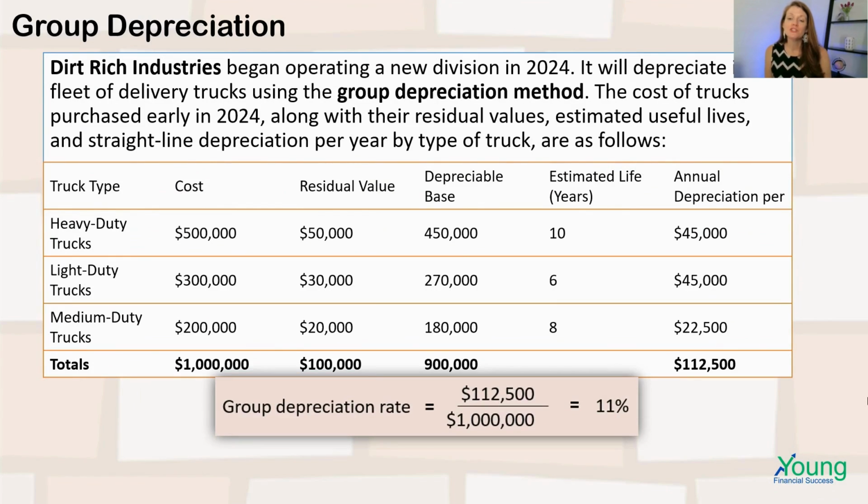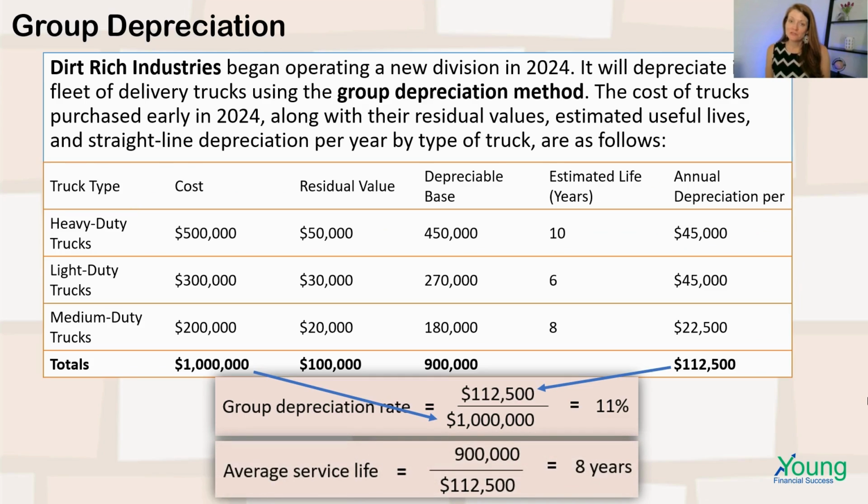So if we want to do the group depreciation rate for all of these, we take that annual depreciation divided by the cost of all of those assets together, and it tells us the rate we're depreciating them at, which is 11% in this case.